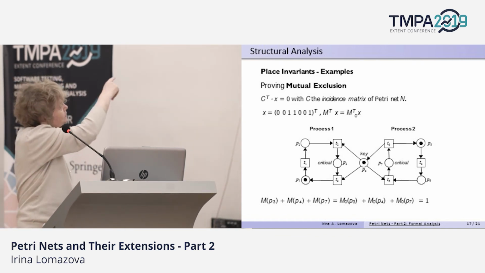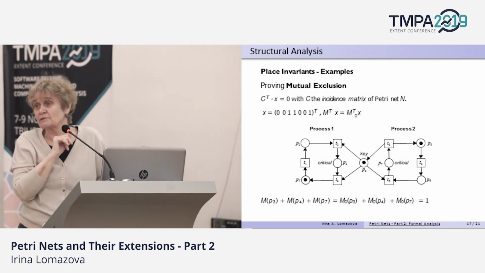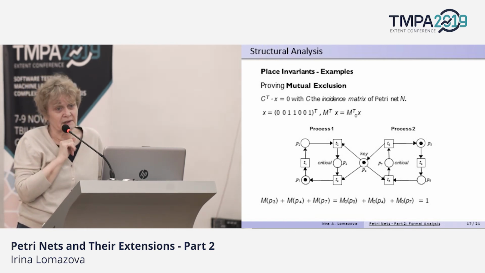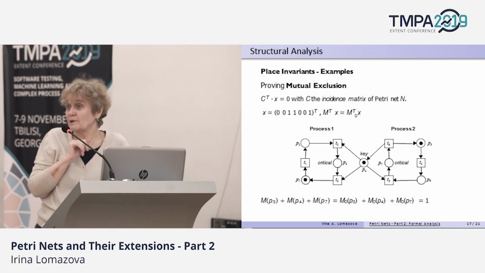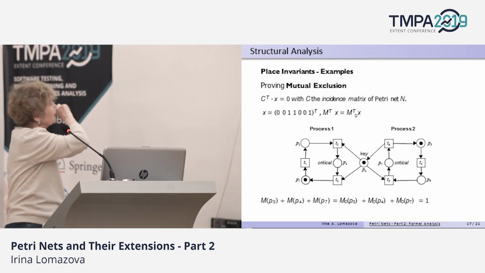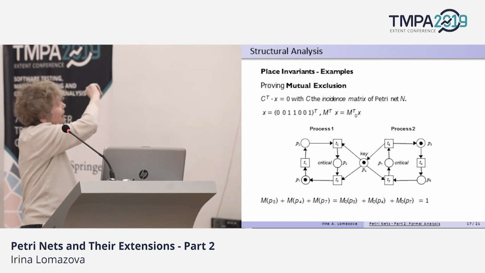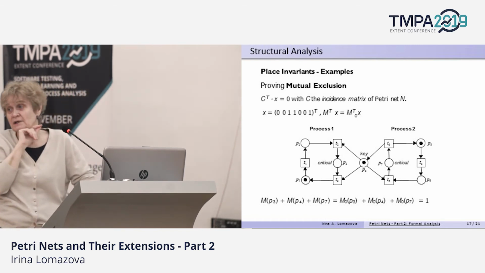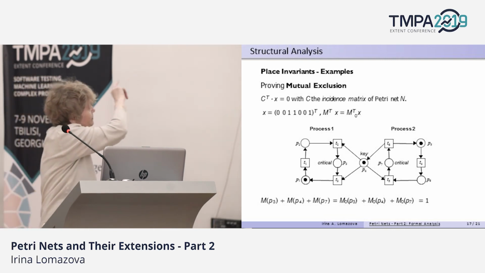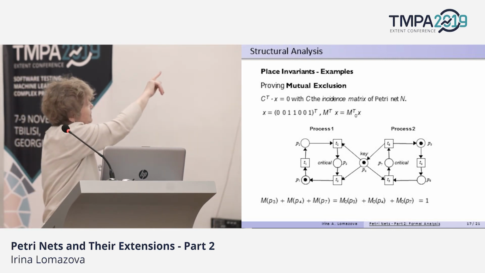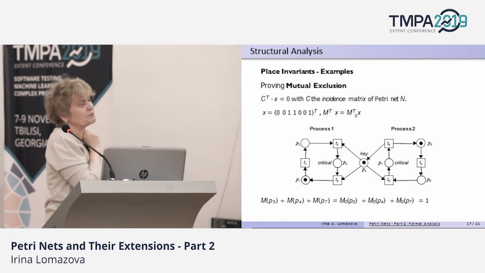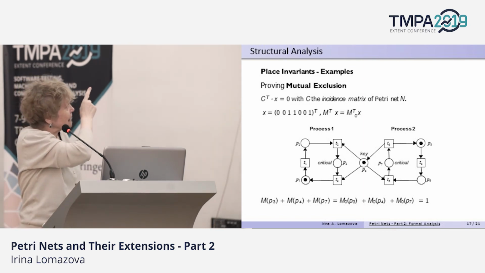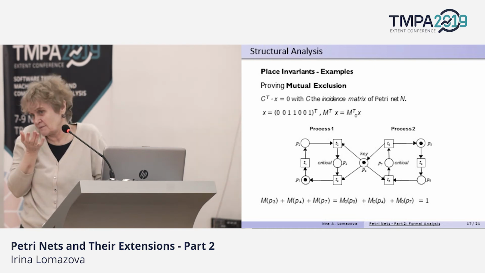So we have these two processes, critical section, and we would like to prove that there can't be two processes simultaneously in the critical section. That's the mutual exclusion problem. So they can't have simultaneous access. And so if process 1 is in the critical section, that means that we have a token in P3. And if process 2 is in the critical section, that means that we have a token in P7. So we should prove that it can't be that we have a token in P3 and in P7 simultaneously.